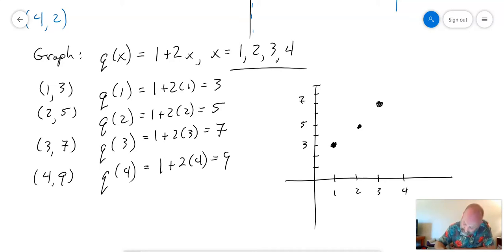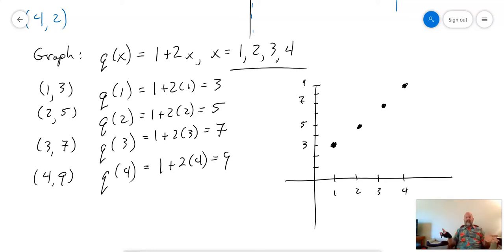They should actually be more on a straight line, but this is just my graphing. And then the point 4, 9, which will be up here. There are no lines to connect. It is simply those 4 points. That's all you need to graph. Once you have those 4 points on there, you are done.